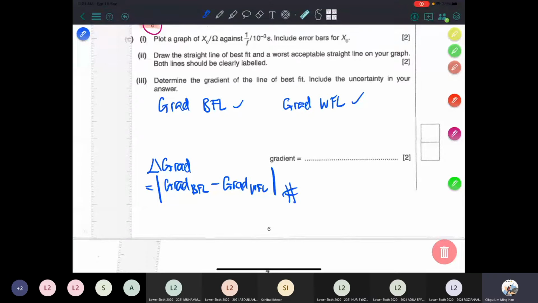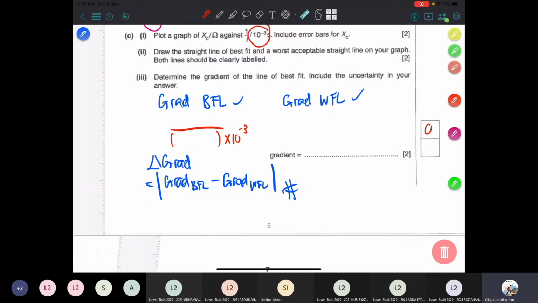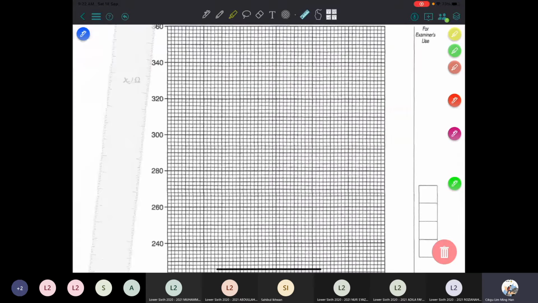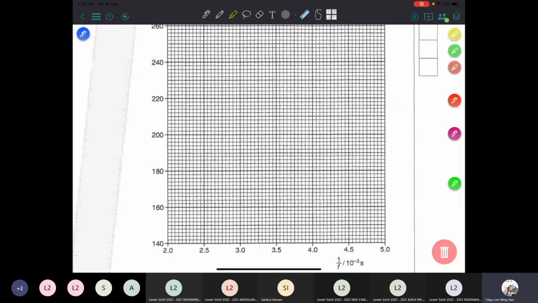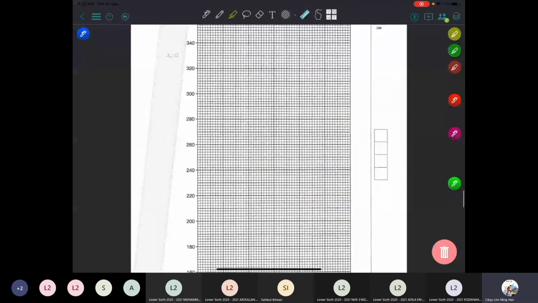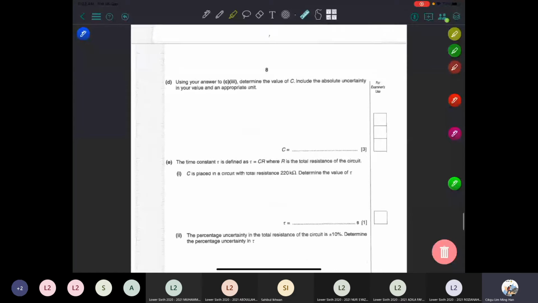Now, most of you, I think half of the class, forgot to take note that the 1 over f is actually times 10 to the power of minus 3. So when you get your point here, you always do the bottom one. You miss out the power of 10. That's why you got a 0 mark here for the power of 10. So for your next coming exam, make sure that you check the power of 10 for your axis. This one, most of you got it right: the best fit line, worst fit line, and also the points plotted. I think none of you got it wrong.